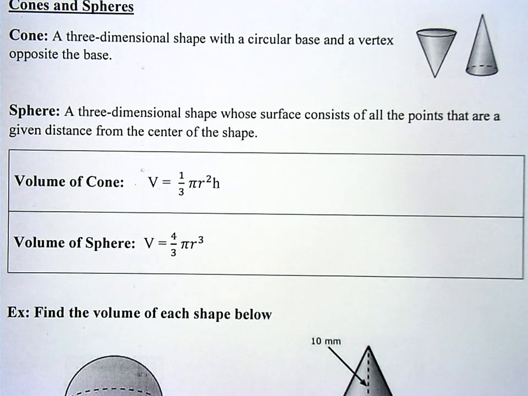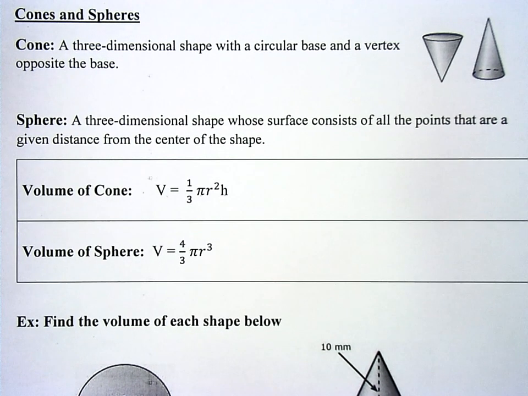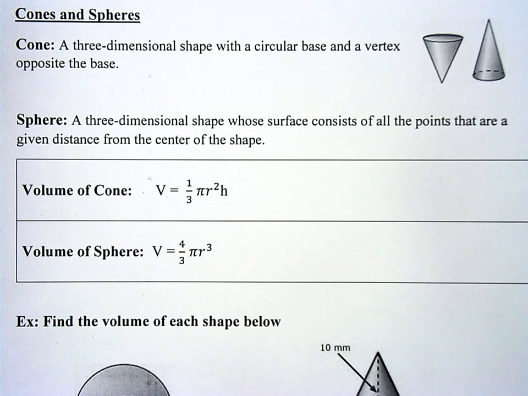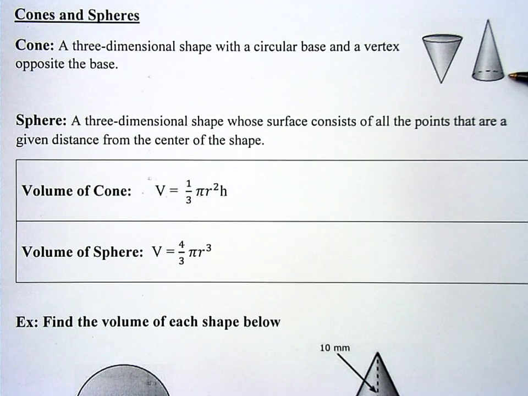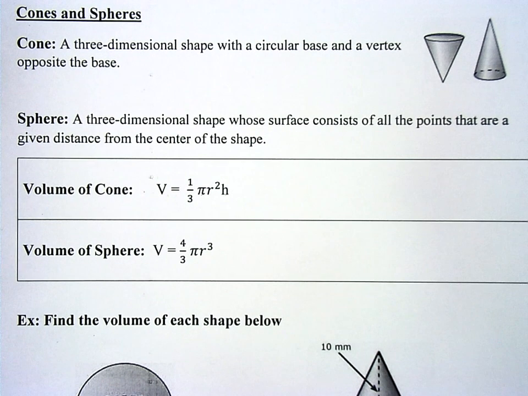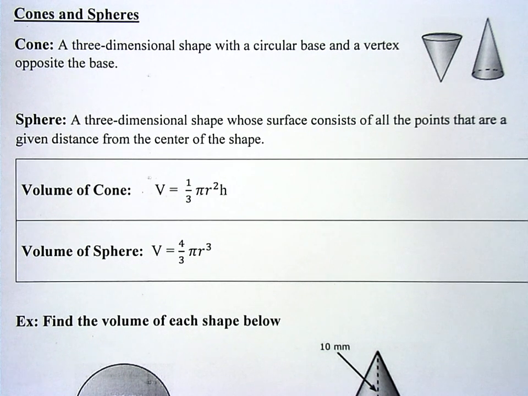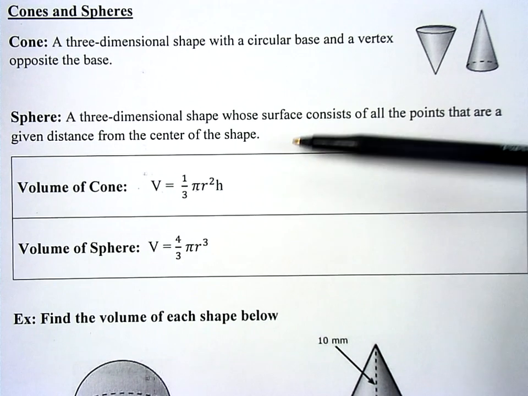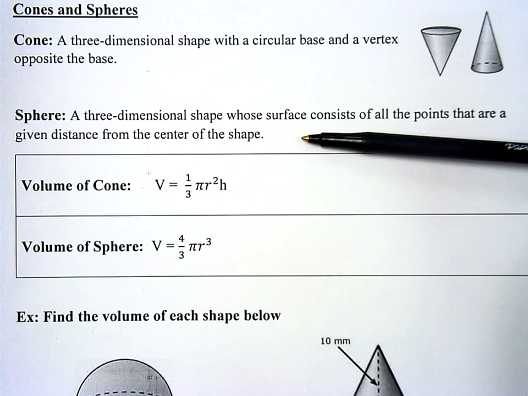Hi, today we are going to talk about cones and spheres and how to find the volume of those. Cones are three-dimensional shapes that have a circular base, and then opposite of that circular base is a vertex. And spheres are three-dimensional shapes whose surface consists of all the points that are a given distance from the center of the shape. A sphere is just a ball. Every ball is a sphere.